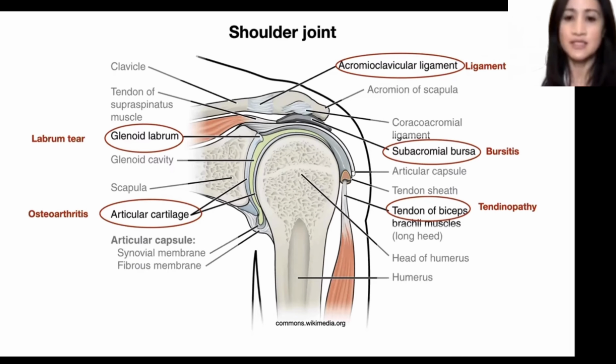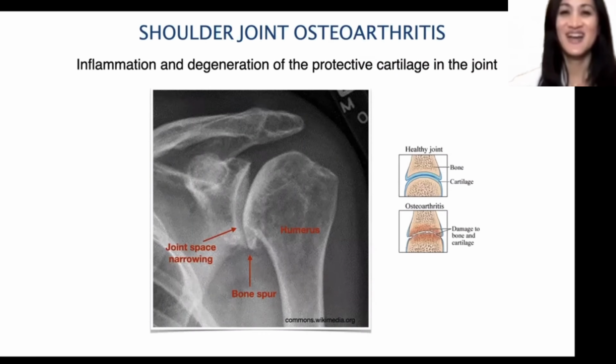We also have tendons, which are connective tissue structures that connect your muscle to your bone. And the biceps tendon is shown here, and also the rotator cuff tendons are shown in this diagram. And these tendons can also get injured by getting inflamed, which we call tendinitis, or getting worn out, as we call it, tendinopathy. And we will discuss that in more detail in the next slides.